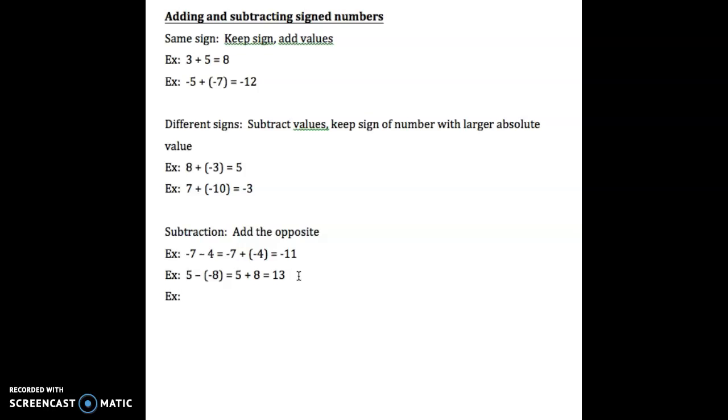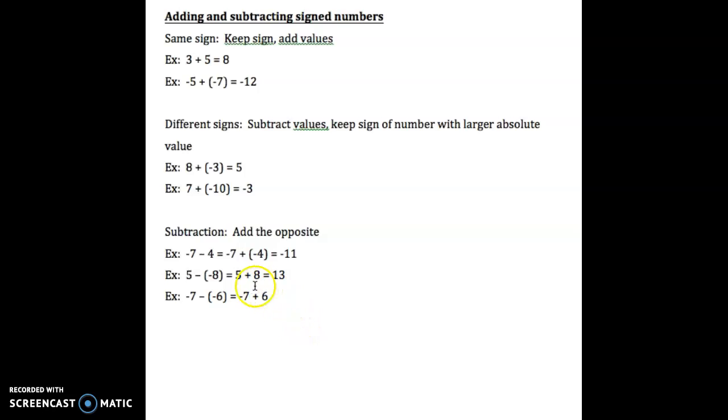Let's look at one more. If I want to do negative 7 minus negative 6. First thing I'm going to do, change it into addition. Negative 7 plus the opposite of negative 6 is positive 6.